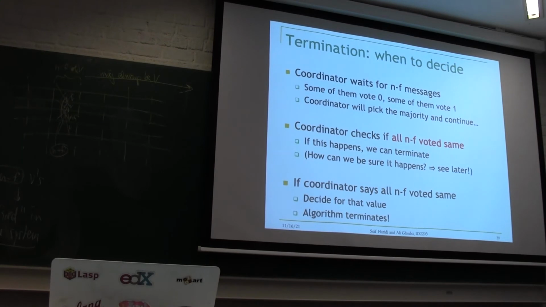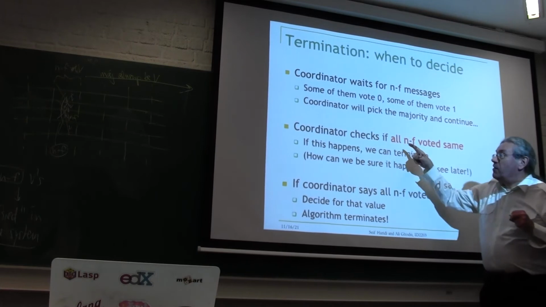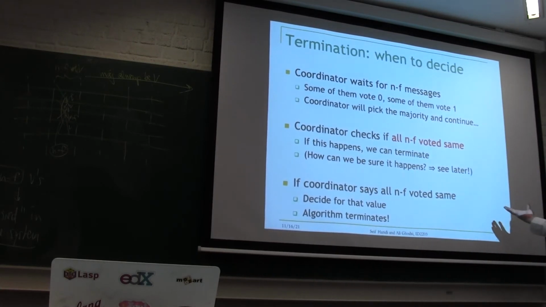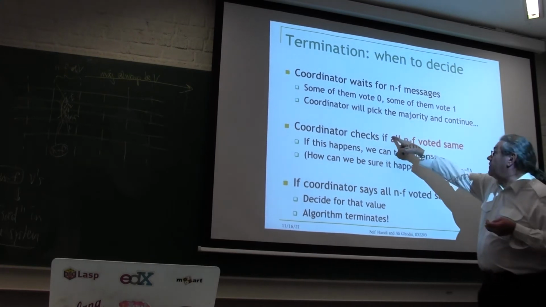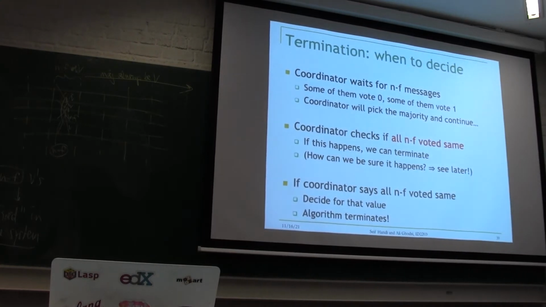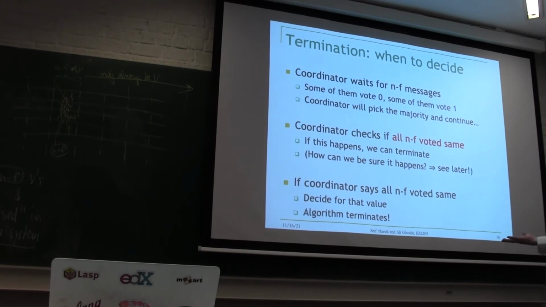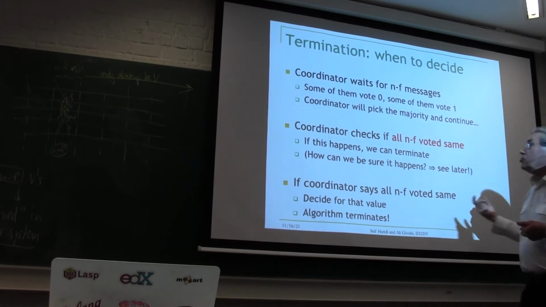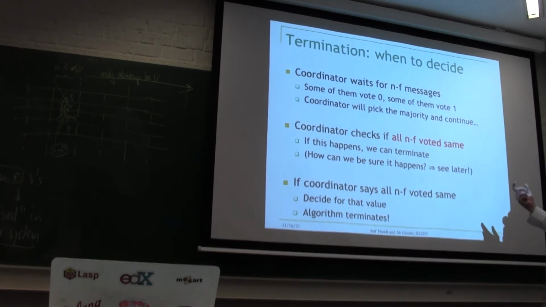Now we can actually say something. These n minus f, some of them will vote 0, some of them will vote 1. Now if all of them vote the same, if they're all 0s or all 1s, then we can actually terminate, because then we know that nothing can change the result. The decision that all the leaders will see that majorities, that they all vote 0.